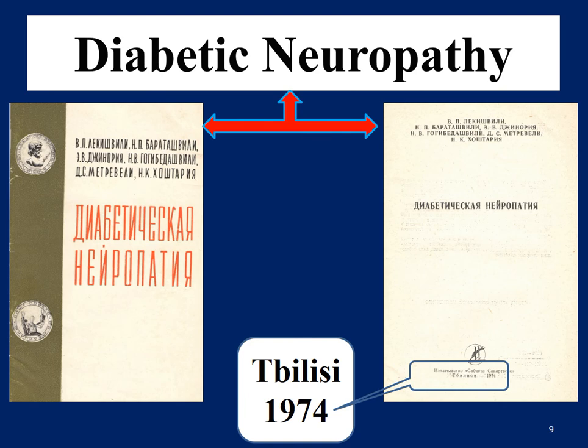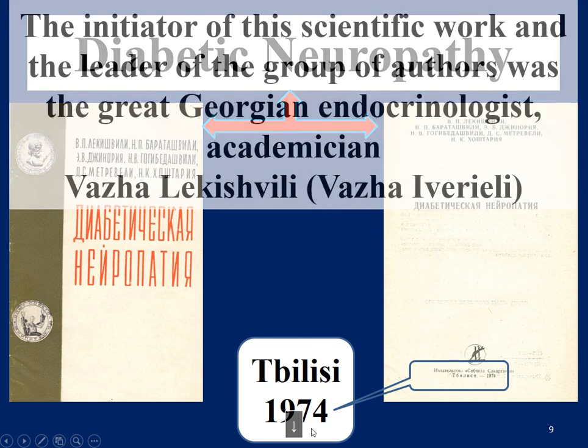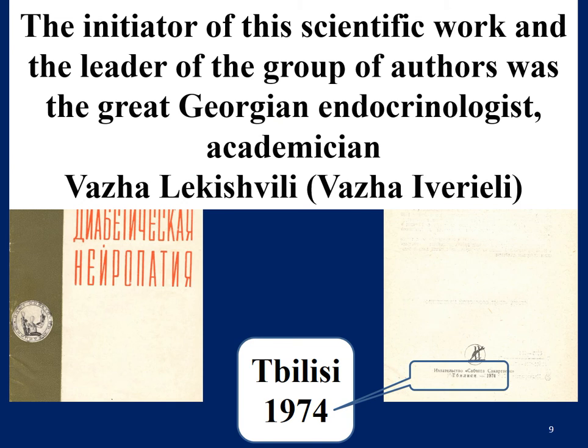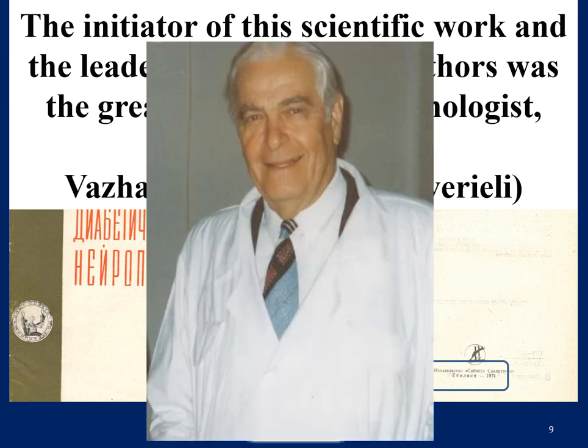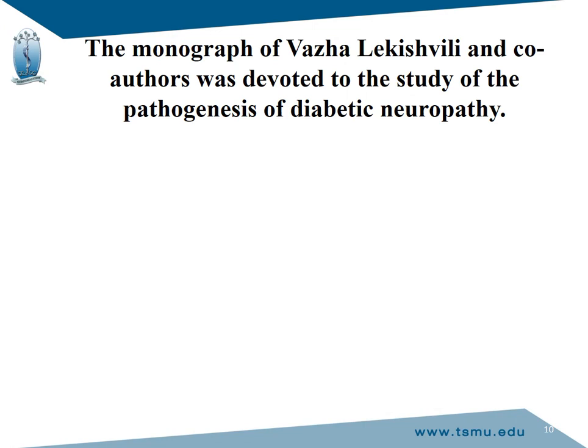Here in this picture we can see this book, Diabetic Neuropathy, which was issued in 1974, many years ago. The initiator of this scientific work and the leader of the group of authors was the great Georgian endocrinologist, academician Vaja Iverieli. In this picture you can see a photo of Vaja Iverieli. The monograph of Vaja Iverieli and co-authors was devoted to the study of the pathogenesis of diabetic neuropathy.